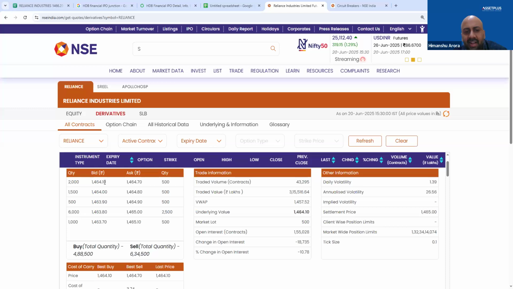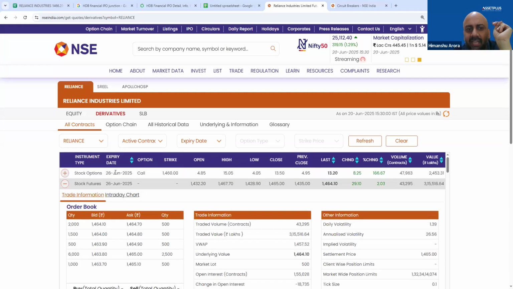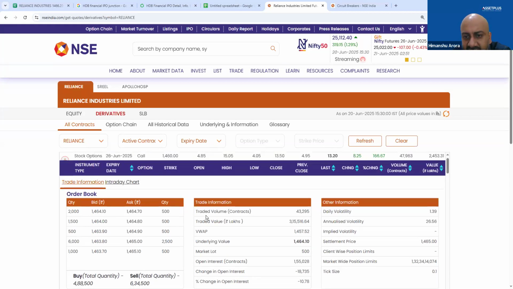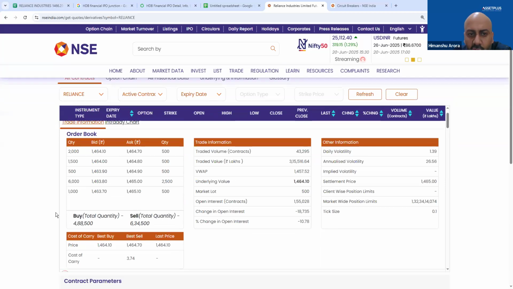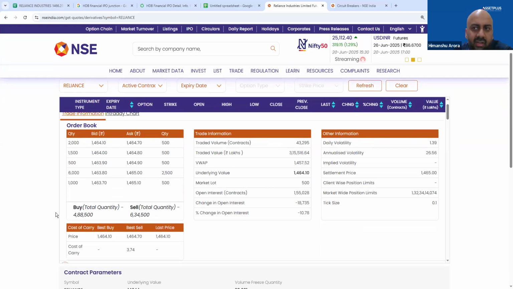When the best bid and the best ask, or whenever any bid and ask matches, it becomes the LTP or the CMP. It becomes the last traded price. So the last trade happened at 1464.10. Will it surely be the next traded price? Not sure. We can't say that. LTP is a historical price. Bid and ask is more futuristic data. So a trader will be using the bid ask price.